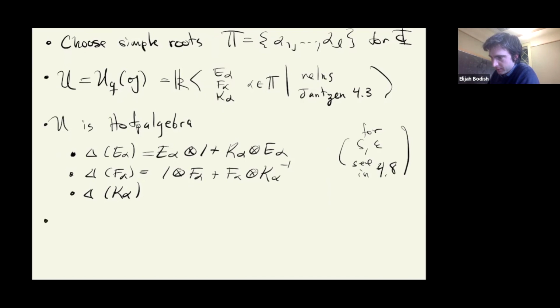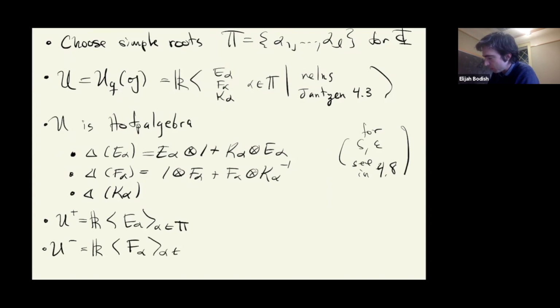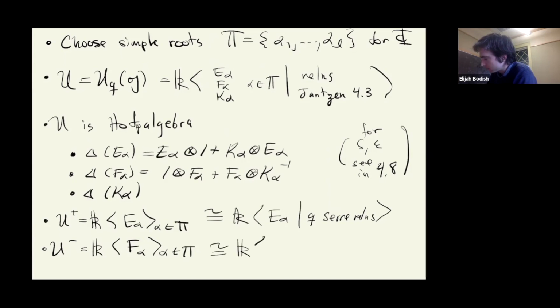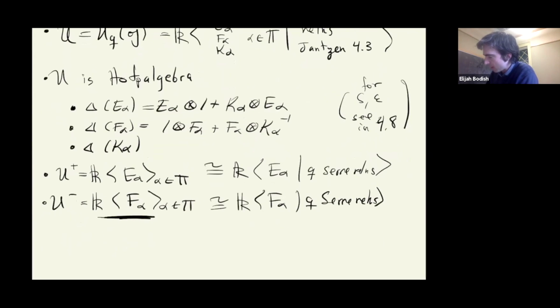Then there are some subalgebras of U that we focused on in the last talk, or the last two talks, I should say. That was U plus, the subalgebra generated by the E alphas for alpha simple, and U minus, the subalgebra generated by the F alphas for alpha simple. We proved in the first talk that this is isomorphic to the free algebra generated by the E alphas subject to the quantum Serre relations. Same here. So this is the subalgebra, and it's presented by generators and relations. That was the content of the first talk.